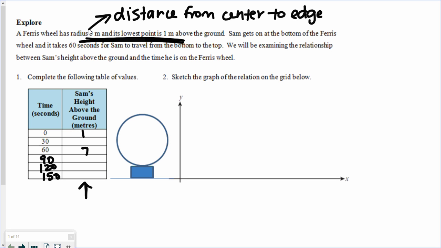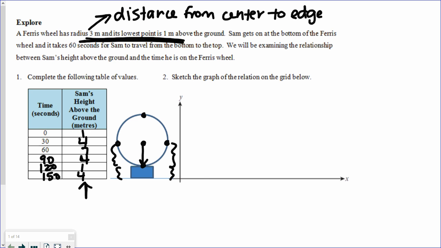So sketching the graph of the relationship. Once you've filled out the entirety of the table, at time 0, he was 1 meter. At 30 seconds, he'll be 3 plus 1, so 4 meters. When he's at the top, he was 7. When he gets over here, he's going to be 3 plus 1, which is 4, because again, that's the length of a radius, and then it repeats itself.